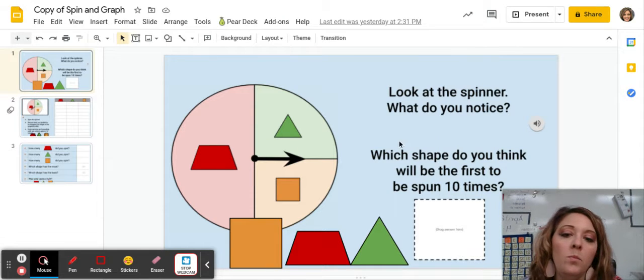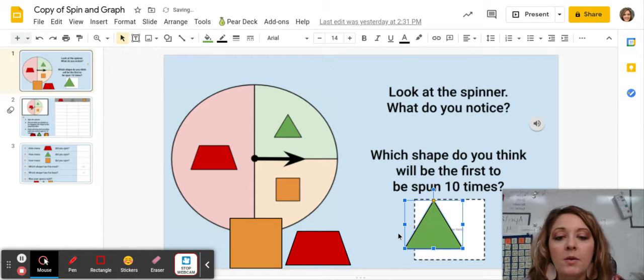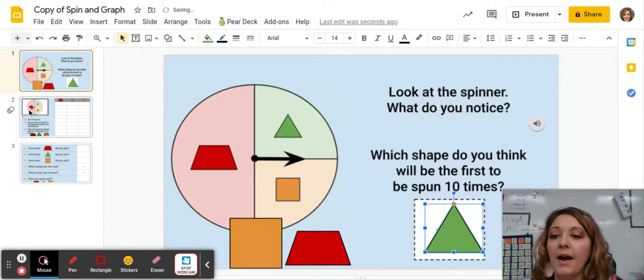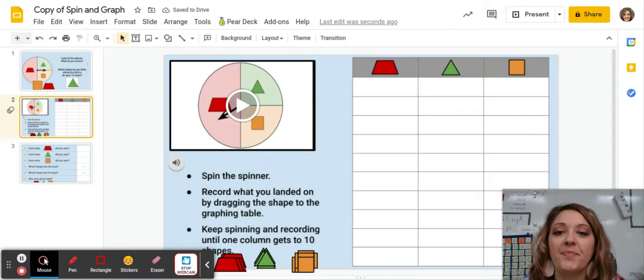So let's see. Which one do we think we will get 10 of first? I'm going to go with the triangle. So I'm going to move my triangle shape to my box. All right, let's get to our game.